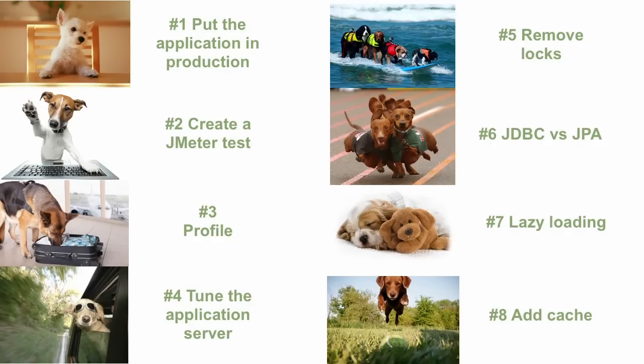Just to sum it up, we had 8 steps in what we just saw. We started with the first 2 steps, which are having the application ready for production and creating a test. We started quite quickly to do profiling and removed the memory issues. We tuned up the application server. We removed the memory locks. We played with the database access, so JDBC versus JPA. And the most important things for me are using lazy loading and cache. That means using JPA correctly. If you're using JPA, you need to take a lot of time to think about your model and how you design it and how you tune it. JPA is a very complex beast.